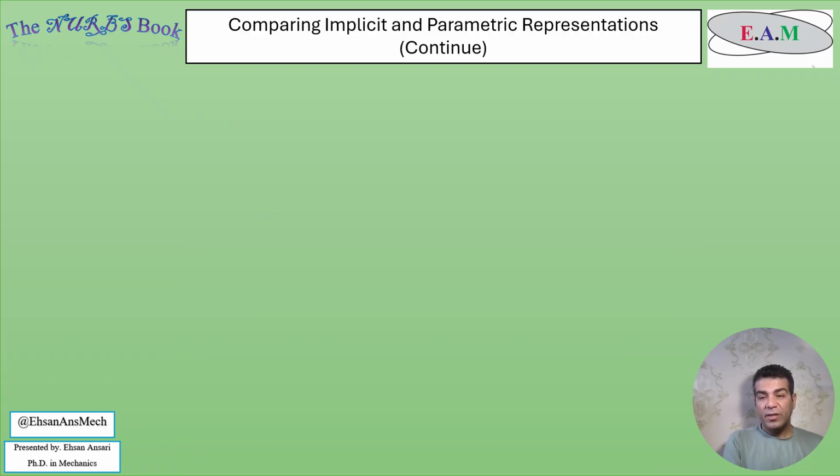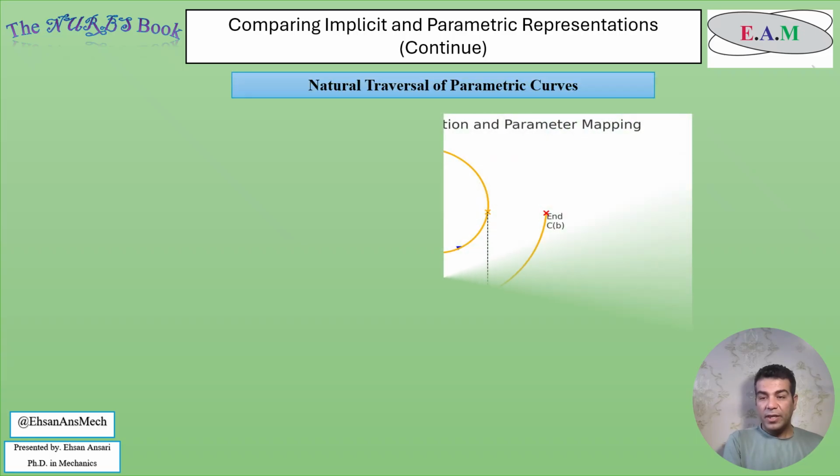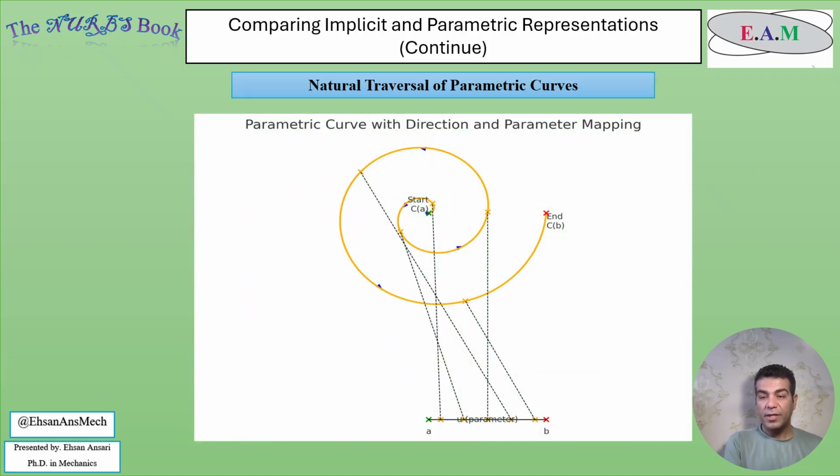Another significant advantage of parametric curves is their natural direction of traversal. As depicted in the figure on the slide, moving from a to b in parameter space results in the curve being traced from C(a) to C(b). This directional property is especially useful in animation, robotics, and CAD modeling, where controlled movement along a curve is essential. Implicit curves, by contrast, do not possess this property.